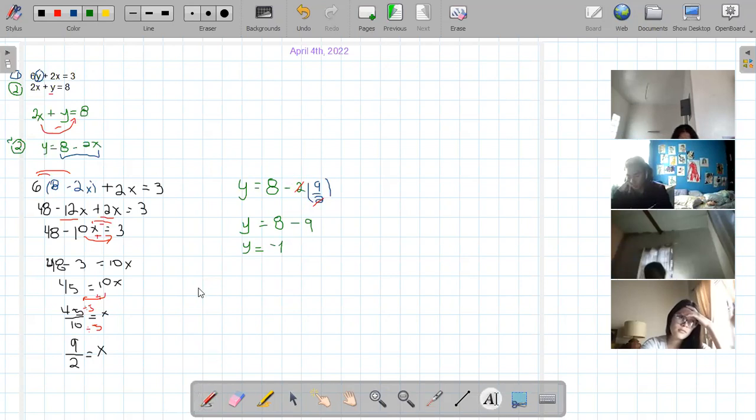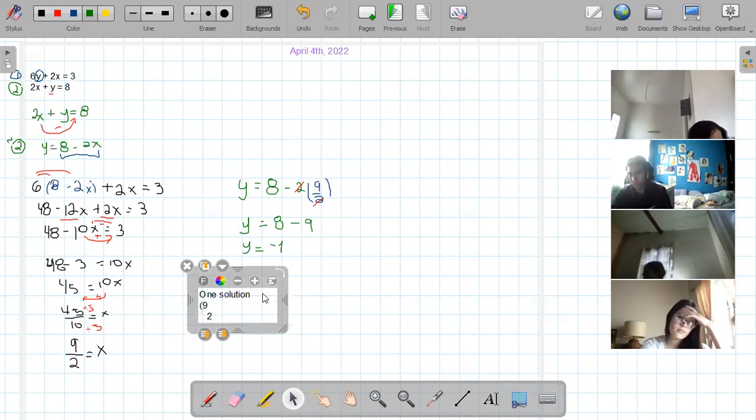And I found already my ordered pair. How many solutions does this have? It has one solution. Why does it have one solution? Because I got a value of x and a value of y. And the solution is 9 over 2, negative 1.